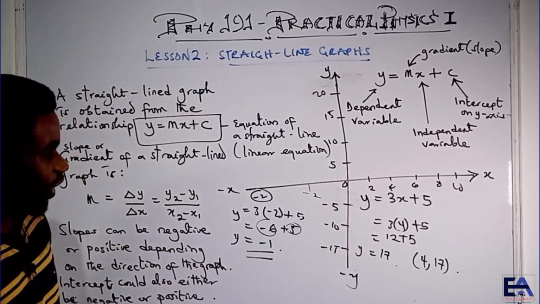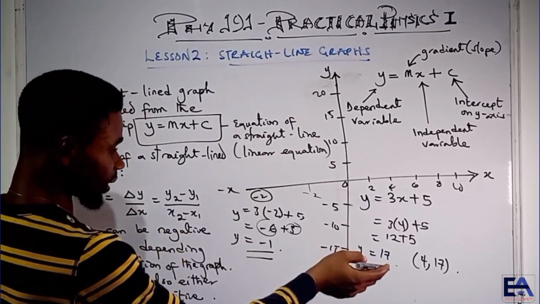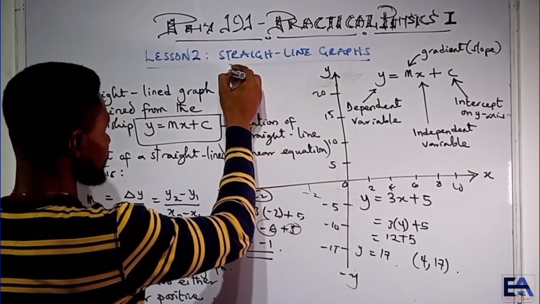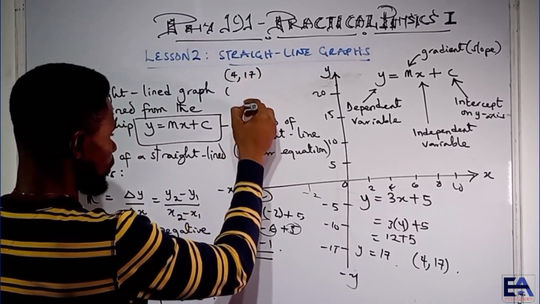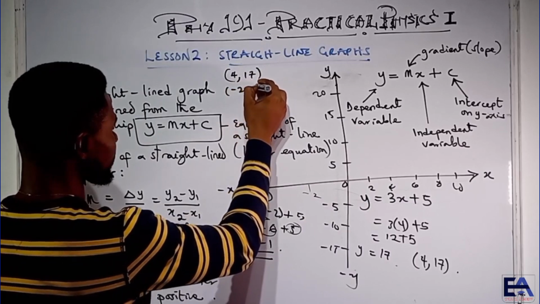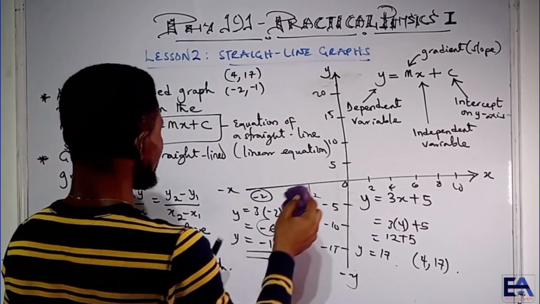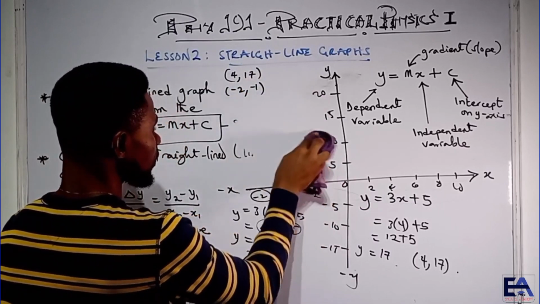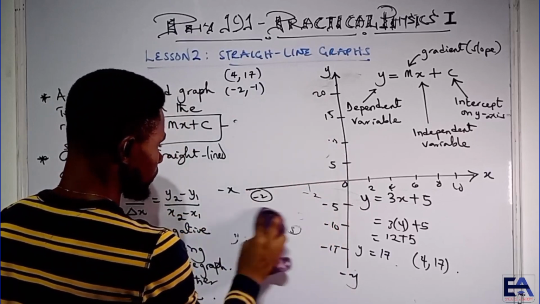If I want to represent this, we are working with, when x is 4, y is 17, and when x is minus 2, y is minus 1. All right, I'm going to have to rub this one off so I can explain.